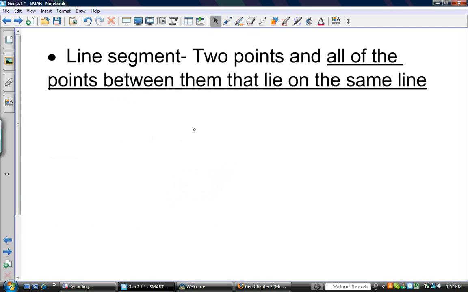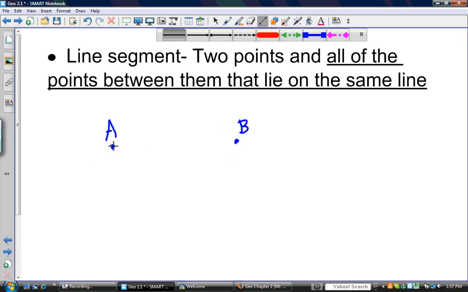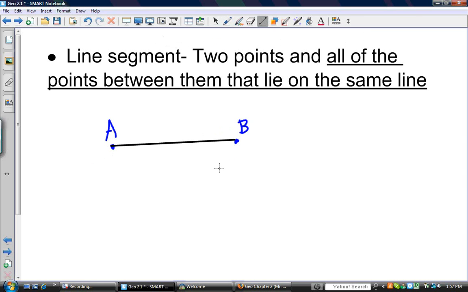So a line segment is two points and all the points between them that lie on the same line. So let's see what that means. If we have this point, call it A, this point, call it B, and if we want to fill in all of the points in between them, we can just use this. Those are all the points between A and B. Now there's two ways we can name this line segment. We can say this is AB. We're not going to want to put arrows on the end because they don't go forever to the right and forever to the left. So we'll just have AB with a segment on top. And here we'll have BA with a segment on top.